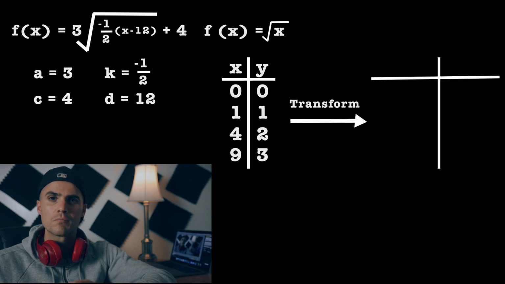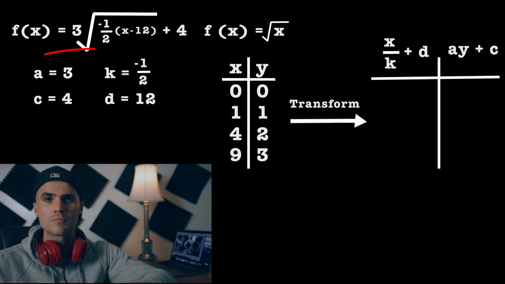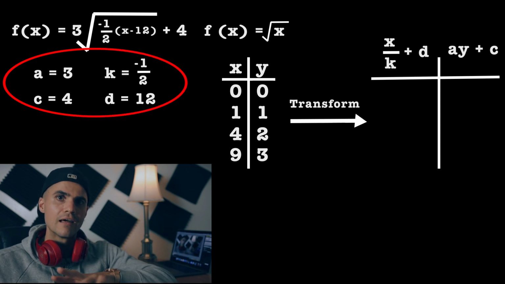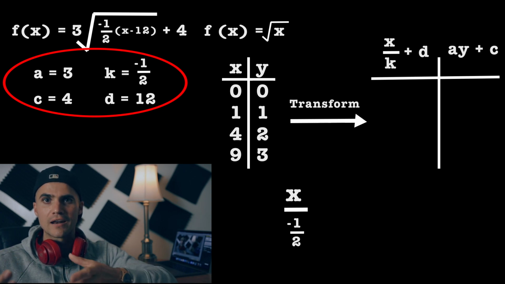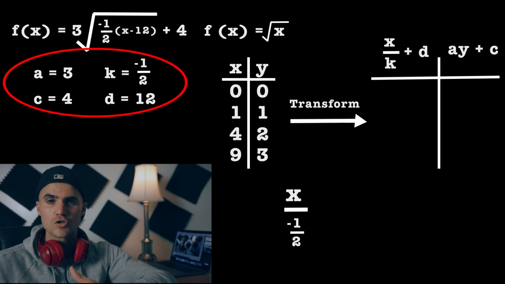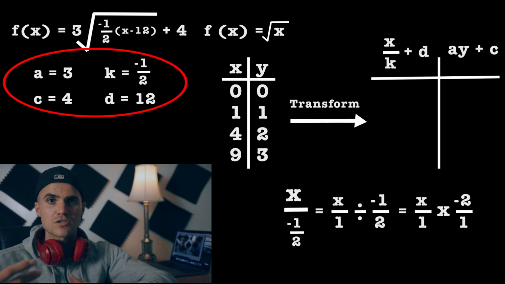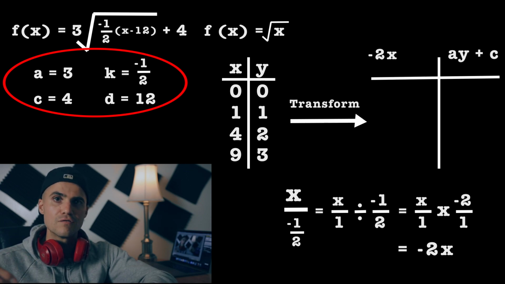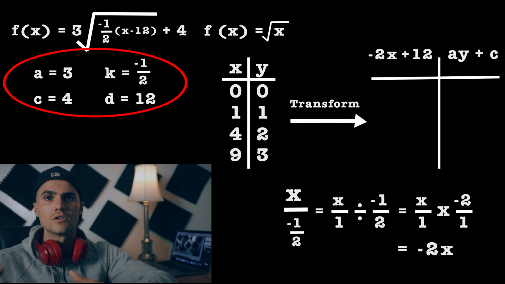Now remember, what is the transformation formula? Well, for the x values, it's x over k plus d. For the y values, it's a y plus c. So we've got to take our transformation values and put them in that formula. So when we do that, we end up with x over the k value of negative 1/2, which actually simplifies to negative 2x, right? It's like x over 1 divided by negative 1/2, which when we're dividing by a fraction, we flip that fraction, so it ends up being x over 1 times negative 2 over 1, which gives us that negative 2x. And then we're adding the d value, which would end up being positive 12. So that's the formula for the x values, negative 2x plus 12.